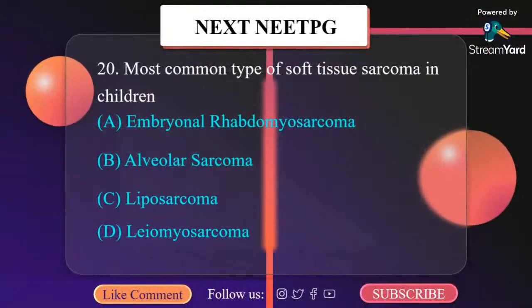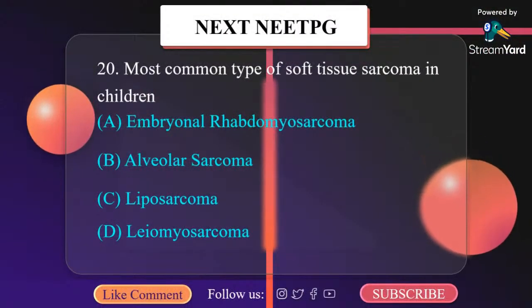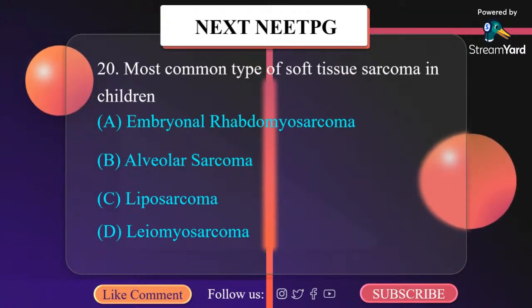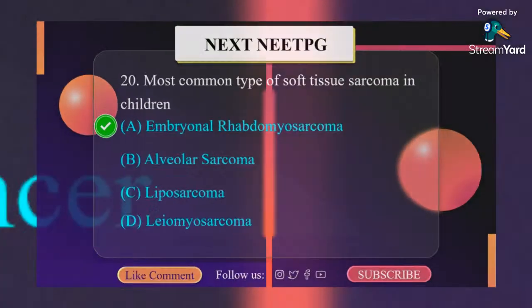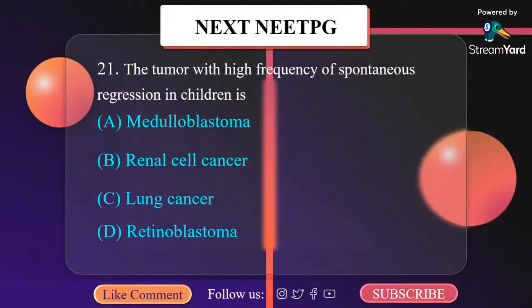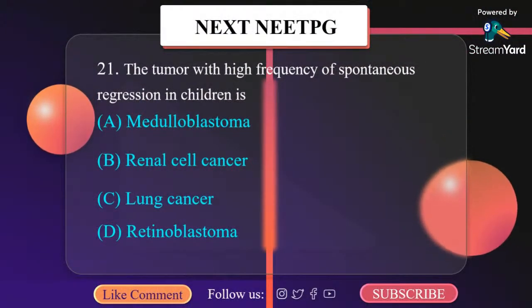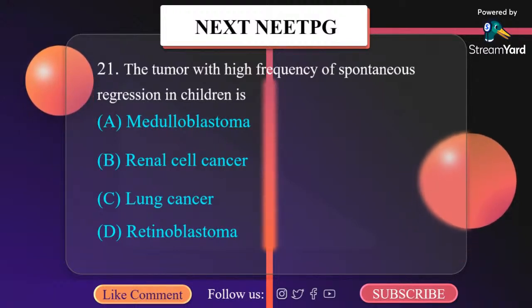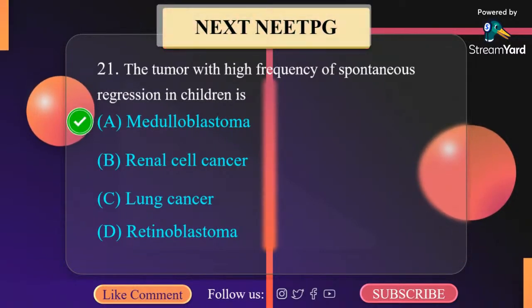Most common type of soft tissue sarcoma in children is A. Embryonal rhabdomyosarcoma, B. Alveolar sarcoma, C. Liposarcoma, D. Leiomyosarcoma. It is embryonal rhabdomyosarcoma. The tumor with high frequency of spontaneous regression in children is A. Medulloblastoma, B. Renal cell carcinoma, C. Lung cancer, D. Retinoblastoma. It is medulloblastoma.